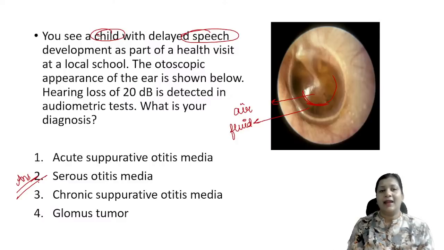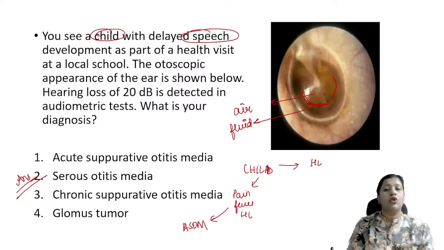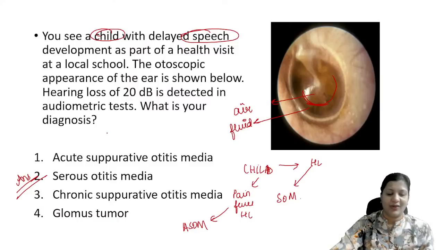One quick indicator for all of you. So if you have a child and if this child has got pain, fever, hearing loss, your answer should turn to ASOM most commonly. But if this is a child who has only hearing loss, no pain, no fever, then your answer should turn to SOM. So I hope you're able to get the answer. The answer is going to be serous otitis media.